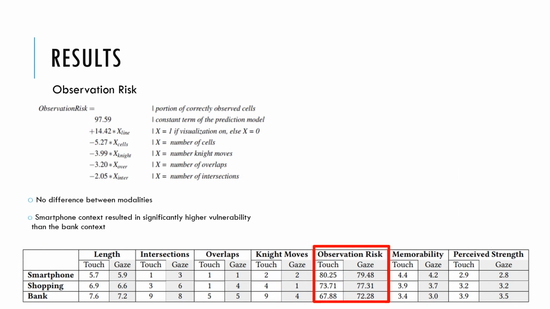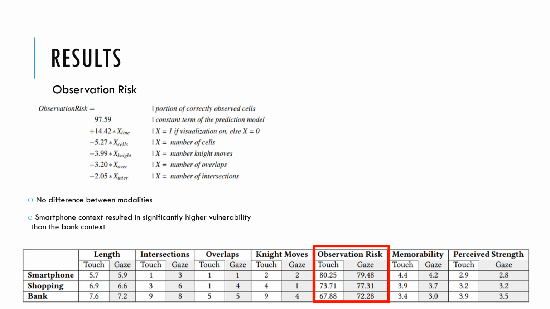In literature, researchers also use observation risk as a measure for pattern analysis. Observation risk is a function of the number of cells, knight moves, overlaps, and intersections that outputs a higher number with higher risk. In our analysis, we discarded the parameter visibility of the strokes, as the strokes were always visible in both conditions. We found that gaze has a slightly higher mean observation risk than touch, although no significant differences were found between the modalities.